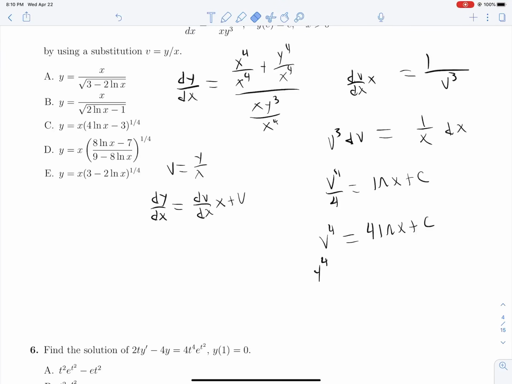No, actually I won't do that. I won't do that at all. Let's take the fourth root before we unsubstitute, just to make things a little easier on ourselves. So v is equal to the fourth root of 4 ln x plus c.